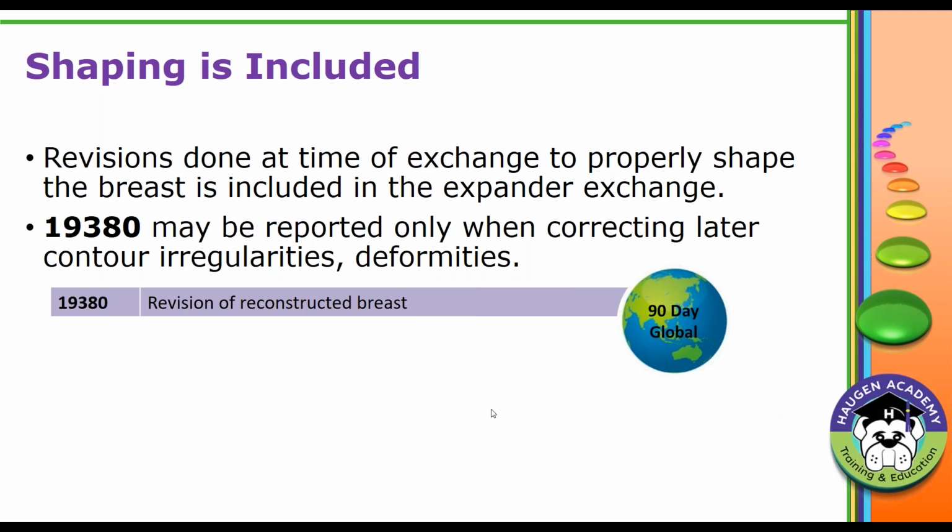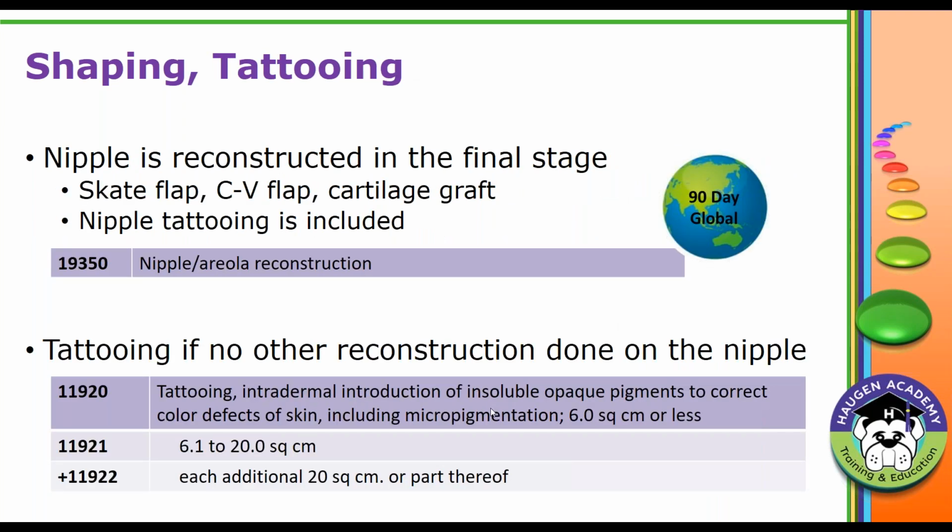And then the last part is for nipple reconstruction. Nipple is reconstructed in the final stage. Any nipple areolar reconstruction, such as a skate flap, CV flap, or cartilage graft, can be reported with 19350. The graft or flap is included in the 19350 and can't be billed separately. Nipple tattooing, which can be done as an office procedure, is also included in the 19350.